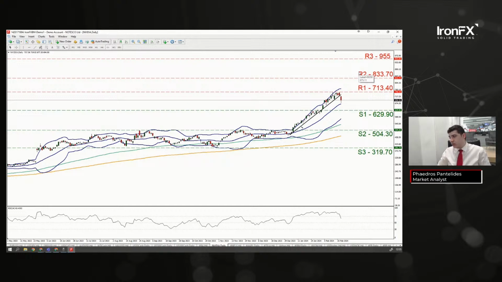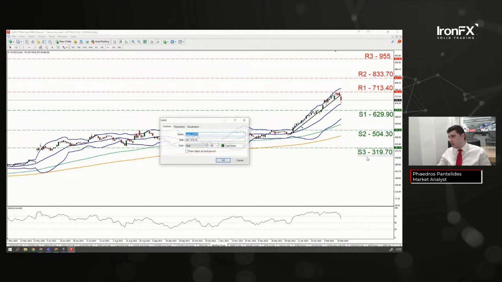We're keeping S1 629.90, S2 504.3, S3 391.70, R1 746.10, and I actually need to change those text labels. 391.70, that's my S3, 746.10.